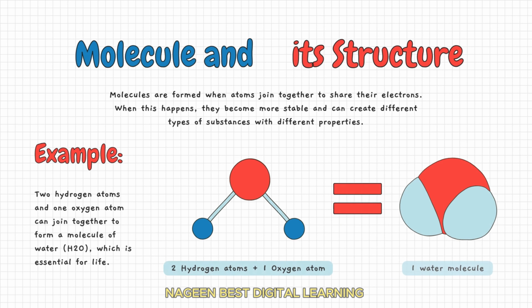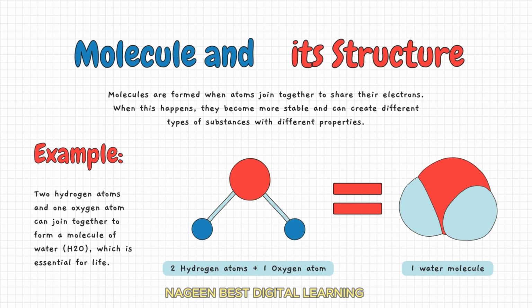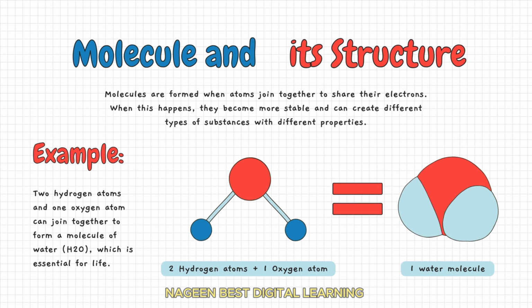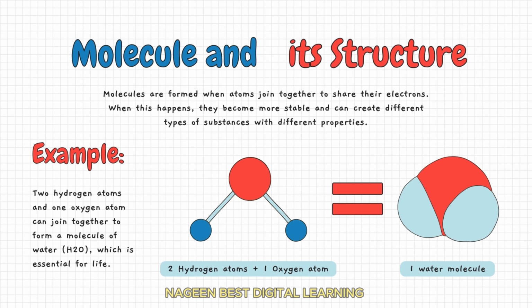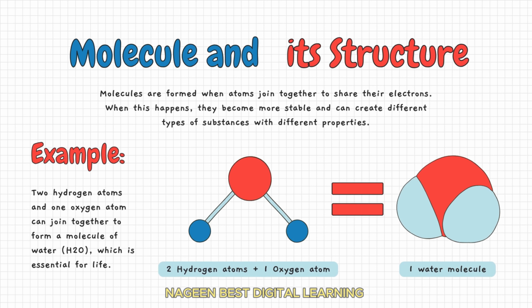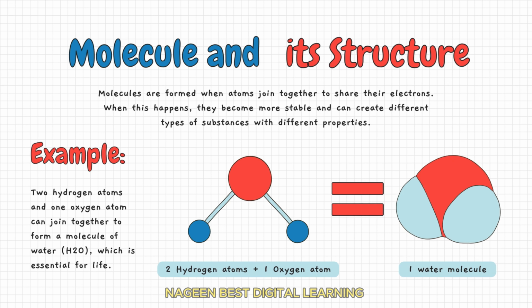Molecules are formed when atoms join together to share their electrons. When this happens, they become more stable and can create different types of substances with different properties. Example: 2 hydrogen atoms and 1 oxygen atom can join together to form a molecule of water, H2O, which is essential for life.